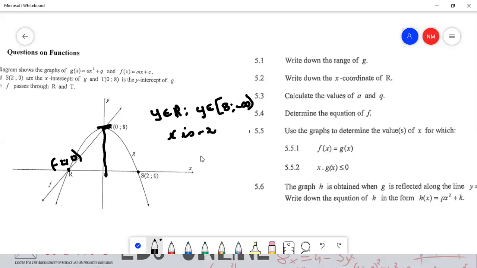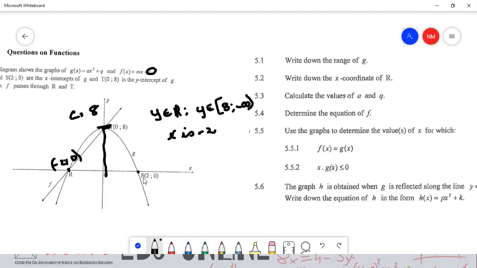Right. Then say calculate the value of a and q. Now we know that the y-intercept, which is our c, is equal to 8, and the gradient we can easily calculate, but do we need that for now?